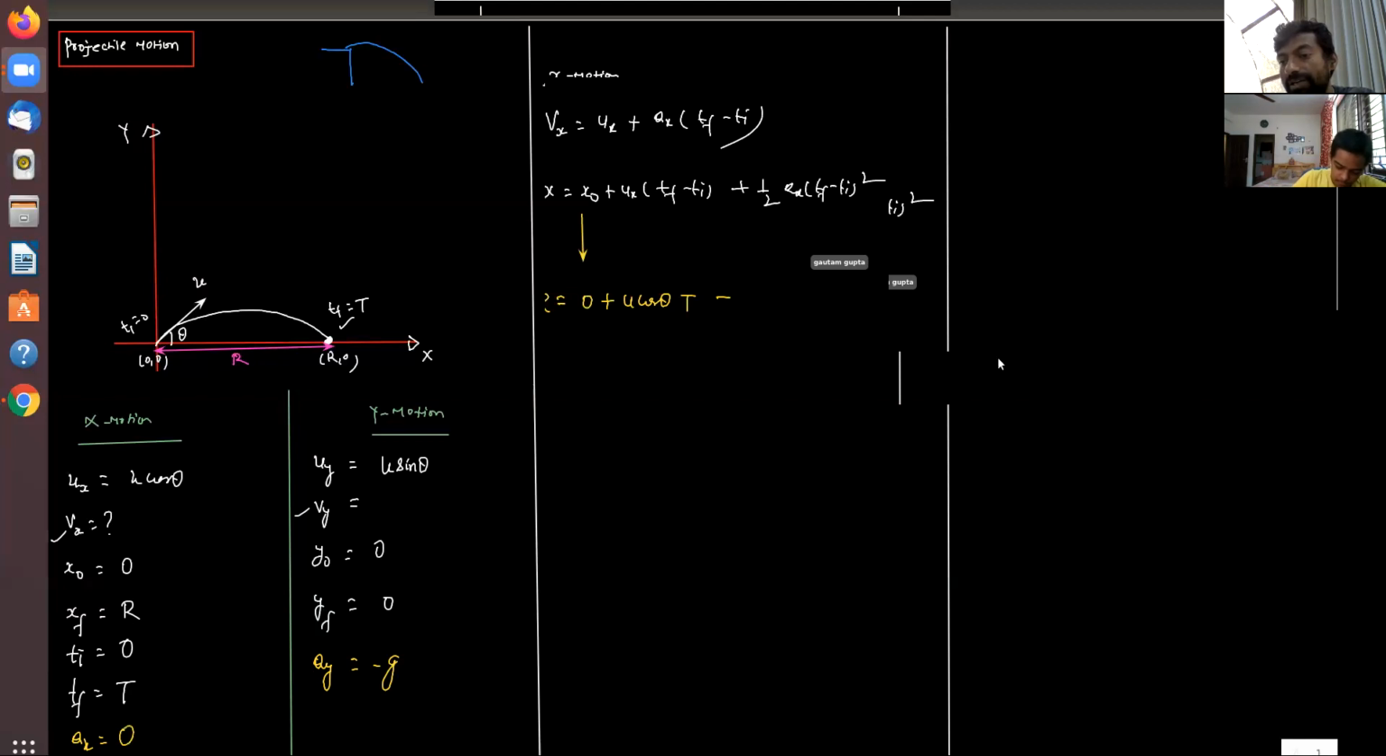Why? Because throughout its motion, the particle is subjected only to the force of gravity. So from this equation, what will you get? You will get R equal to u cos theta into T minus half g T square.